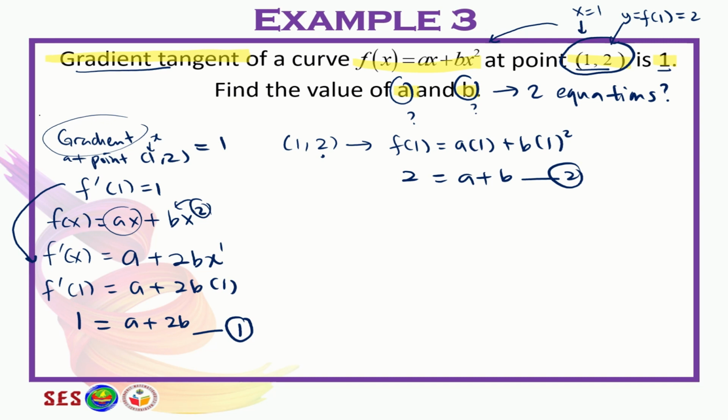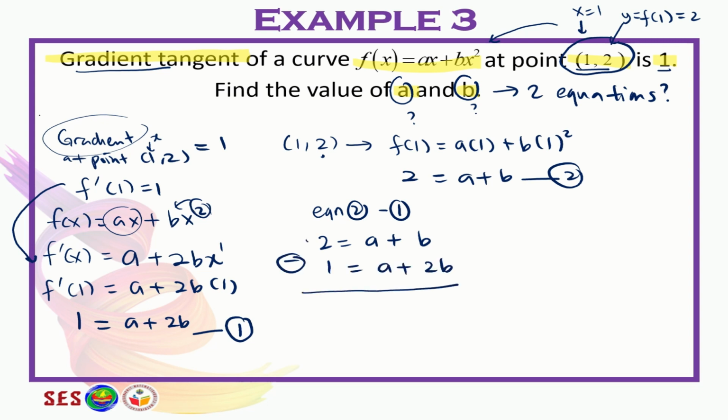Okay, next you have to solve simultaneously. So we have two equations. So equation 2 minus equation 1. So 2 = a + b minus 1 = a + 2b. So 2 - 1 is equal to 1, and then a - a is 0, b - 2b is equal to -b. So b is equal to -1.